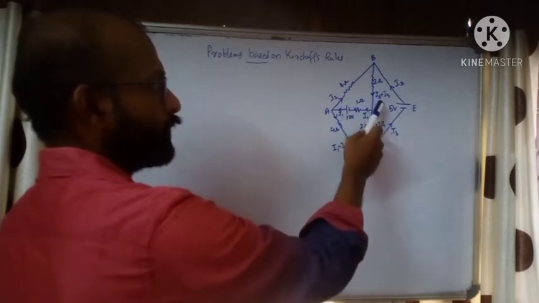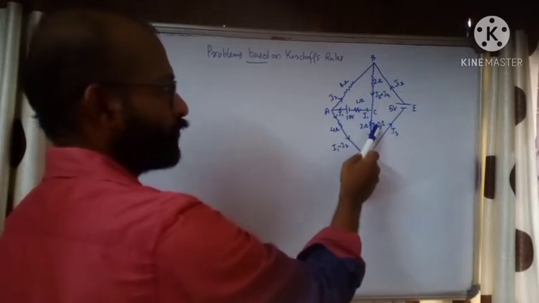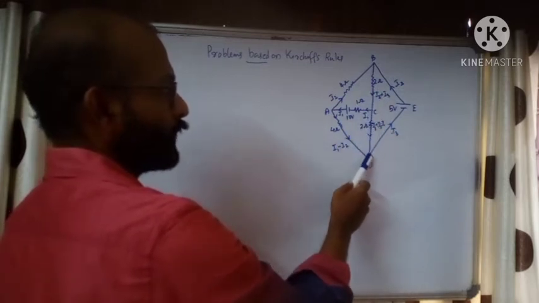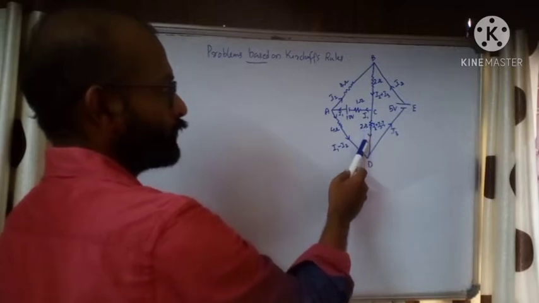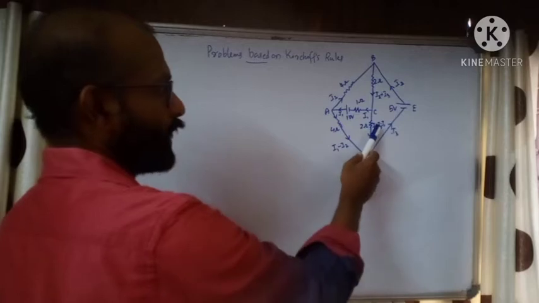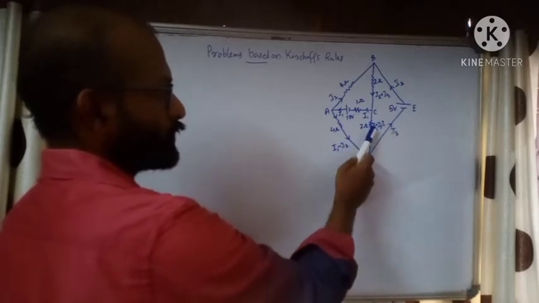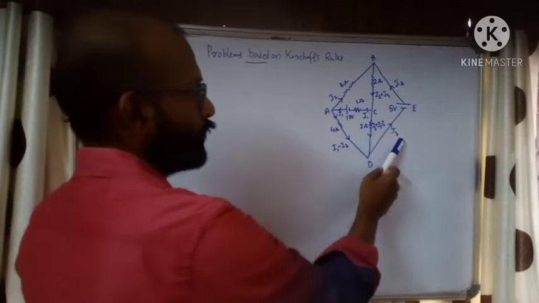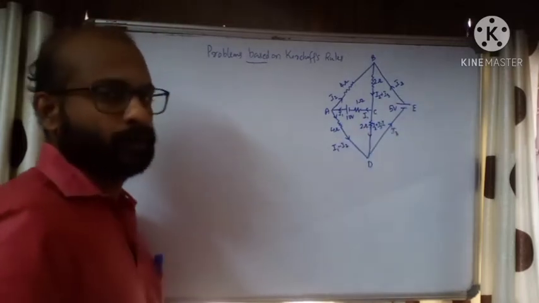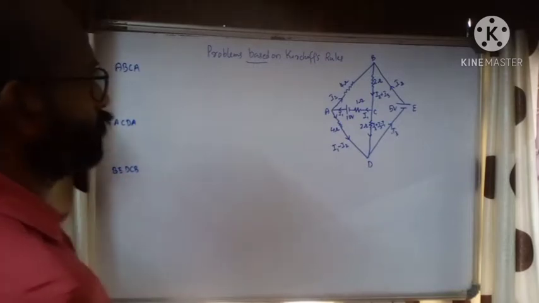So what is the remaining current? I2 plus I3 comes here, and the remaining current is I2 plus I3 minus I1. This flows to the junction D. So I2 plus I3 minus I1 comes here, and I1 minus I2 also comes here. We need to add these two currents. I1 and minus I1 cancel, minus I2 plus I2 cancel, and the remaining is I3. It flows to the negative of this cell.